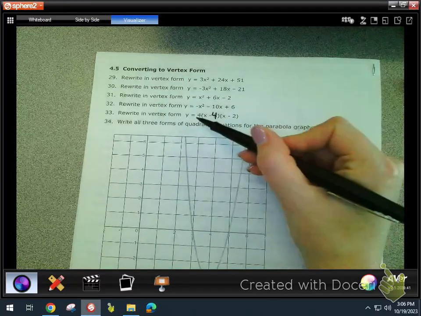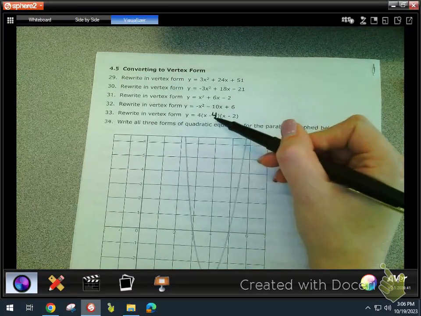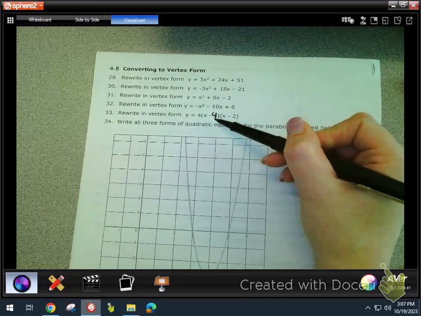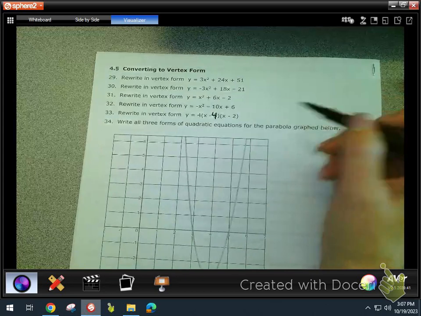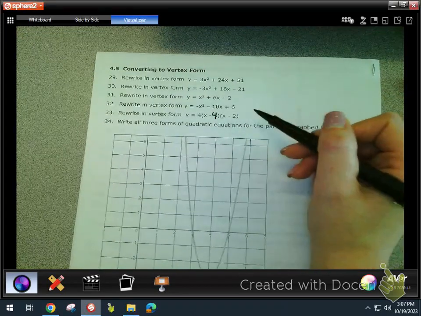Number 33, it needs to be 4 times x minus 4. It currently says x minus 3. Change that to be a 4. I promise it'll make your life easier. Times x minus 2.